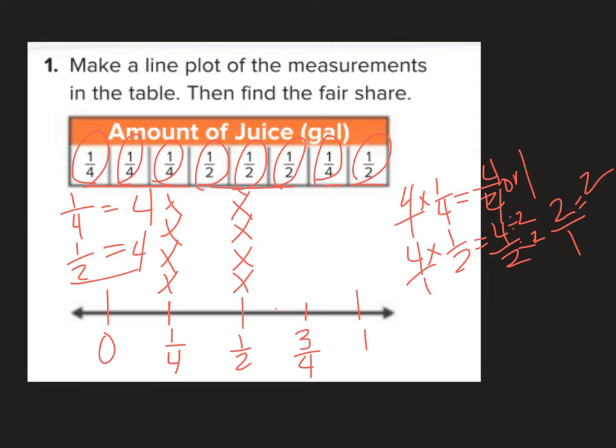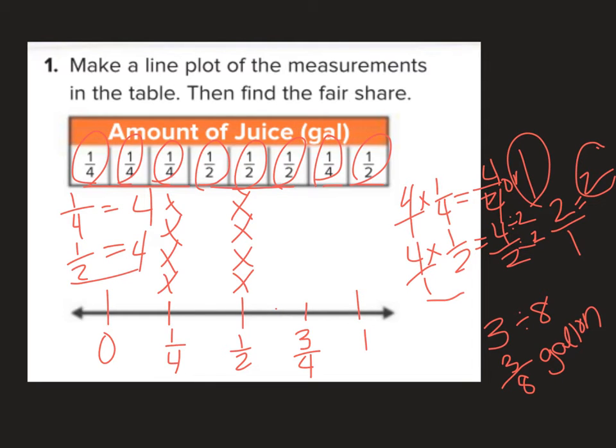So if I add up my halves, I get 2. If I add up my fourths, I get 1. 2 plus 1 is 3. So I am talking about 3 gallons of juice here. If I have 3 gallons of juice and I want to split it among 8 people, I would do 3 divided by 8. On the last one I talked about, that's the same as saying 3 over 8. Can I reduce 3/8? No. So the fair share is 3/8 of a gallon.